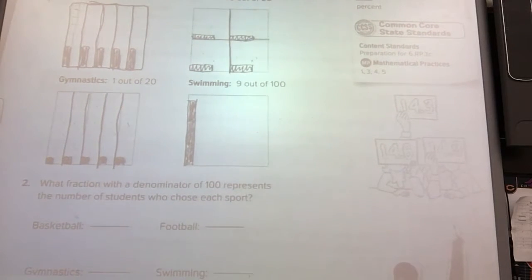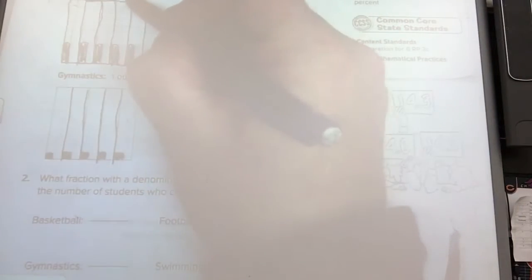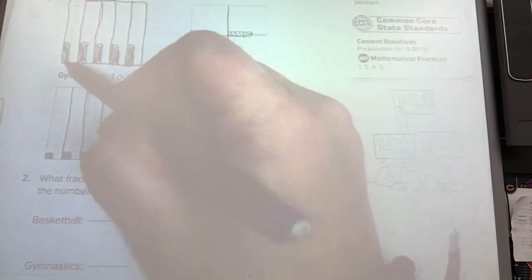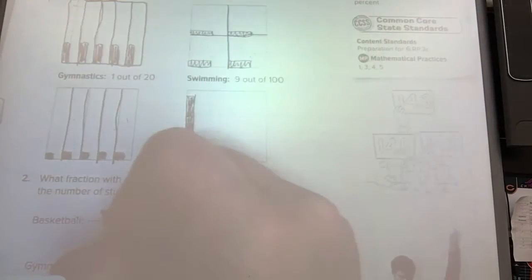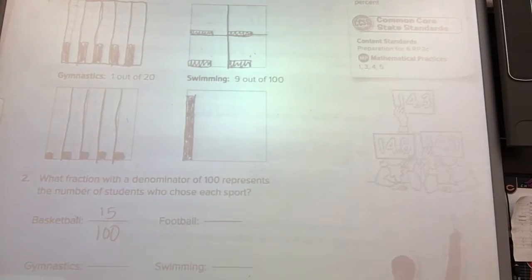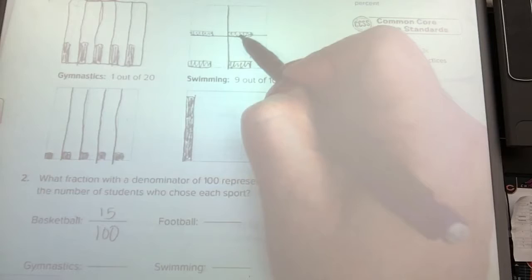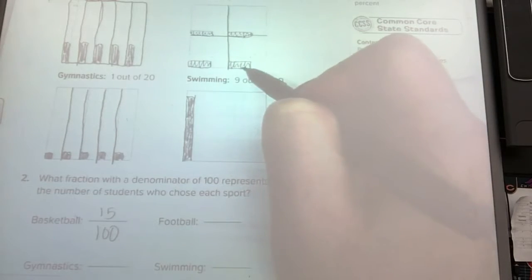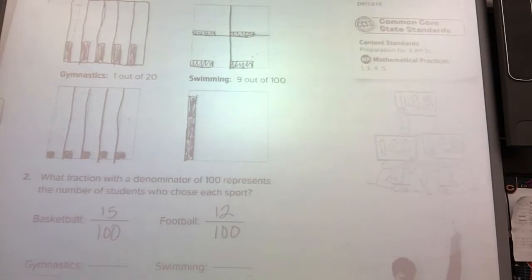All right, so let's go back and look at basketball. We've got 3 in each one, so let's count by threes: 3, 6, 9, 12, 15. So 15 out of 100. For football, we've got 3 in each box, right? So 3, 6, 9, 12. 12 out of 100 like football.